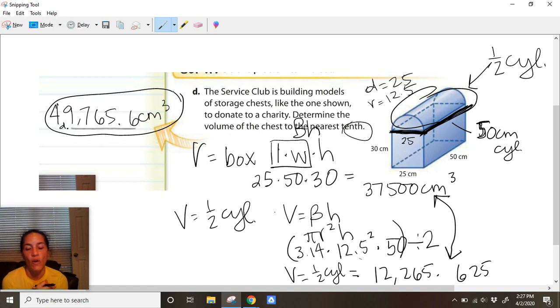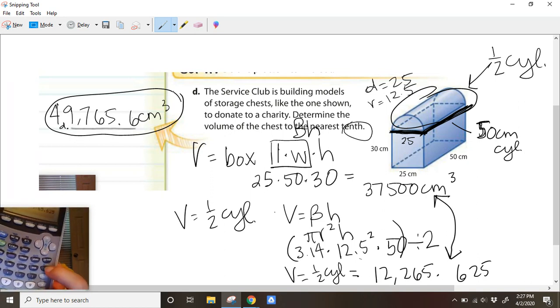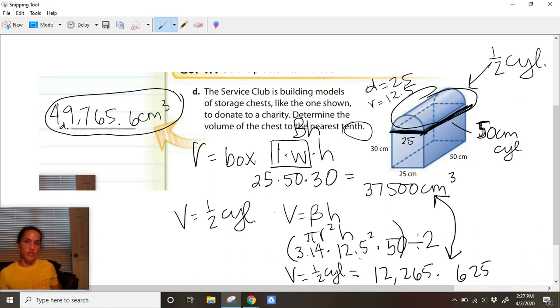Now, if you have a calculator with the pi key, it's the second function on the calculator. You can use the pi key instead of typing in 3.14, but your answers will be a little off. I will just use 3.14, and if I use the pi key, I'll say so. Our answers would be off by maybe just 1 or 2. So that is the last example I have for you, and we will practice this more in class.